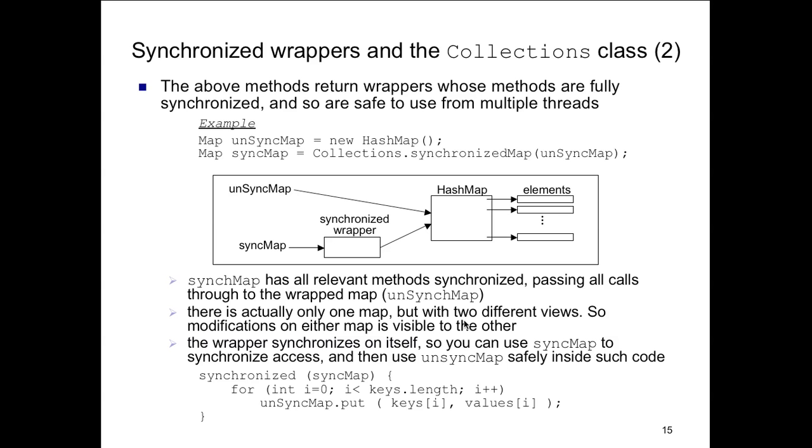So here's an example, map, unsync map, and new hash map. Look at that. We have Collections, a synchronized map that we're going to use here. So we have two of them created. One of them can be accessed by multiple threads, the other one just by one thread at a time. And the synchronize is essentially going to make the threads cooperate with each other, so merge their activities instead of overwrite what they're doing.